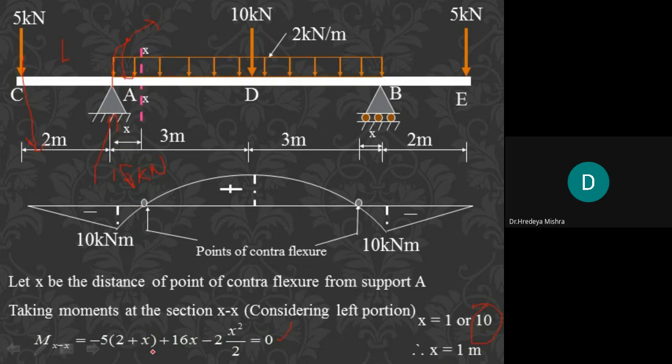Okay, if we solve this equation, then we get two values of x, that is 1 and 10. 1 is possible, 10 is not possible, because the value must be within 0 to 3, because the x point is between A and D and the total length between A and D is 3. So the x value is within 0 to 3. Okay, the second value is 10, so we don't consider the 10, we only consider the 1 for x.